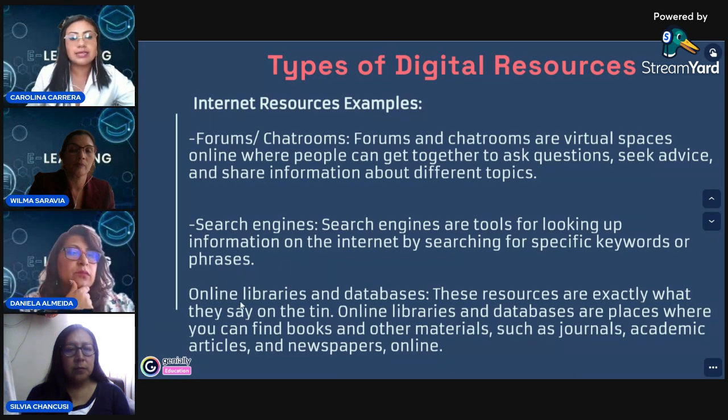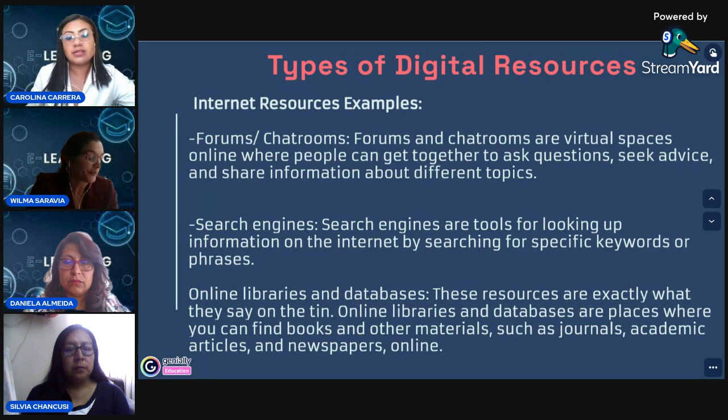Online libraries and databases. These resources are exactly what they say on the tin. Online libraries and databases are places where you can find books and other materials, such as journals, academic articles, and newspapers online. Online libraries are useful for our students to look for academic information that they can share with others or use to investigate a topic they need for homework or to make essays to develop the writing skill too. It's so useful.